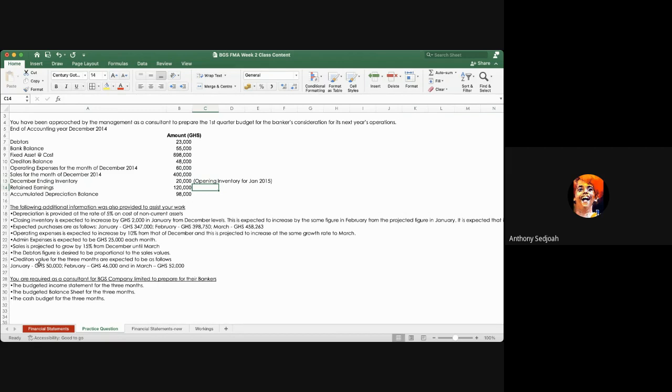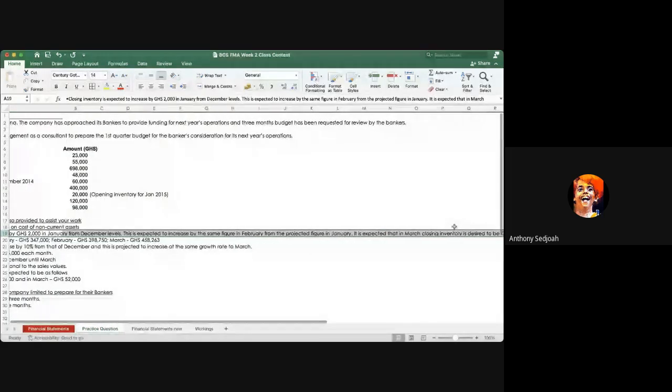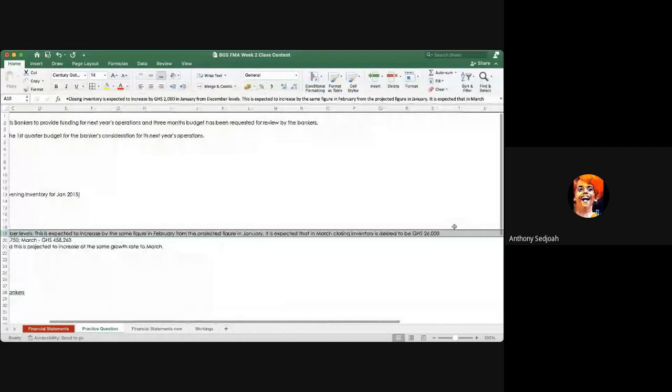The question said something about creditors value. Let's see. Okay, so there's even information about closing inventory over here. Closing inventory is expected to increase by 2,000 in January from December levels. This is expected to increase by the same figure in February from the projected figure in January. Then it is expected that in March, closing inventory is desired to be 26,000.